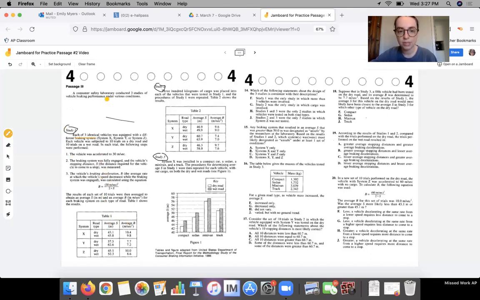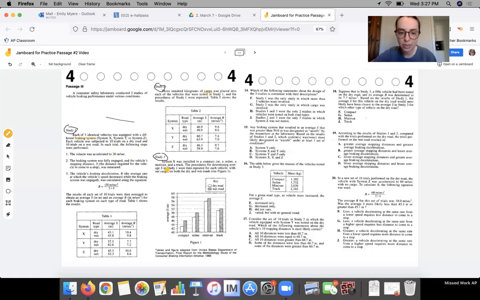Cool. Okay, study 2, they're adding 300 kilograms of cargo in each of the vehicles. So basically they're making the cars heavier and then testing them again. And in this table 2 looks very similar to table 1. All right, we're testing 3 systems on a dry road and a wet road and measuring S and B. Cool. So I tell myself, okay, you might want to jot a little note to yourself in the margins on the test. The only difference here in study 2 is that we're adding cargo, making it heavier.